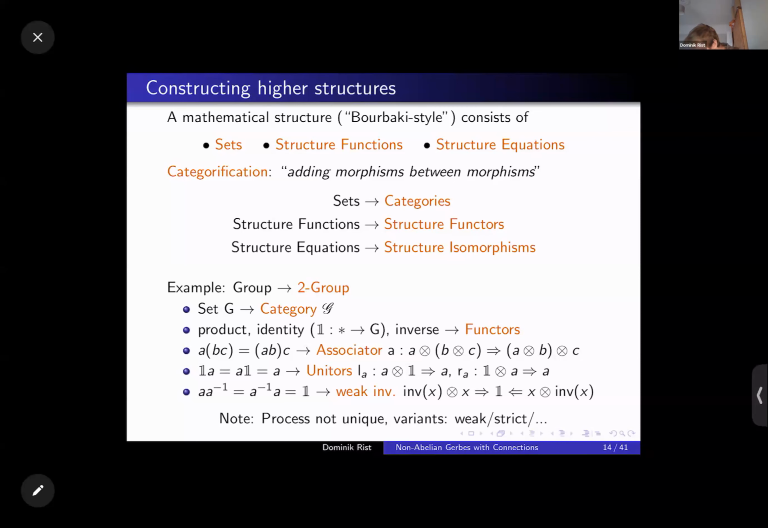Because as I said, for the groups and 2 groups, we'll only need the strictest possible version. But similarly, you can lift the definition of a functor into a 2-functor, relaxing certain conditions to hold only up to these kinds of isomorphisms.